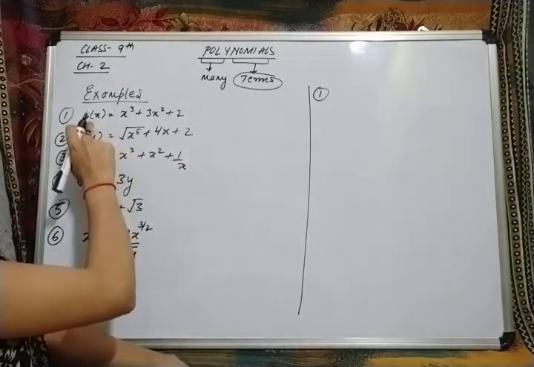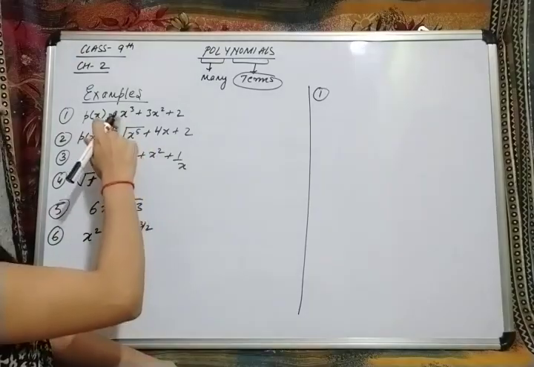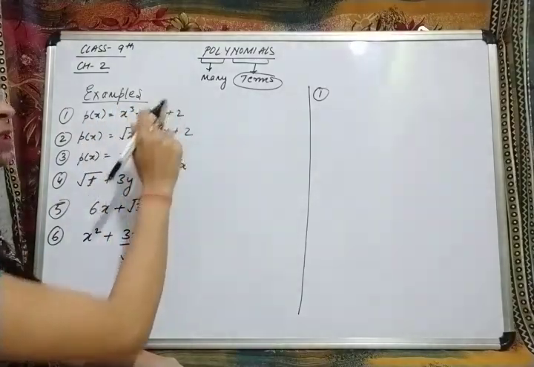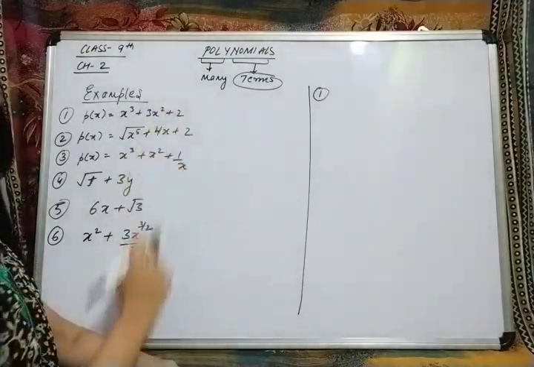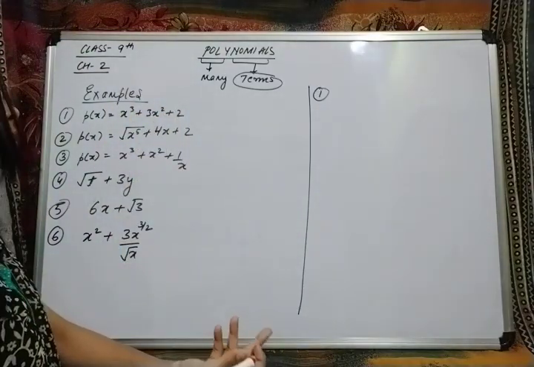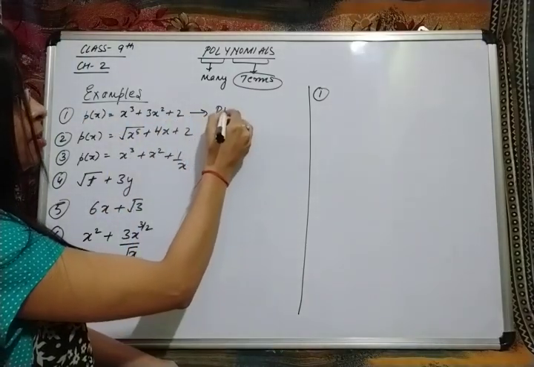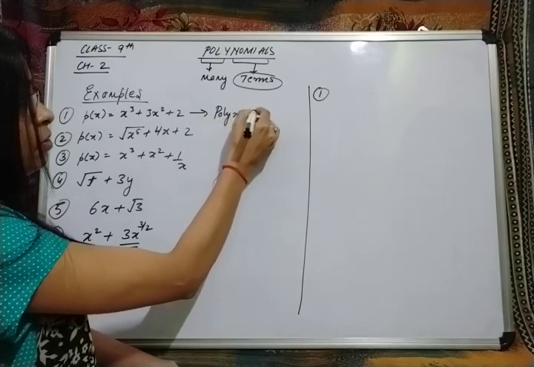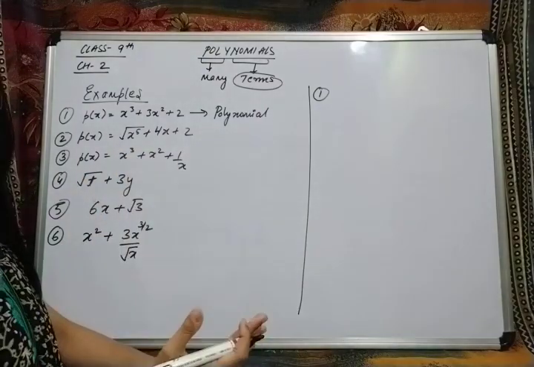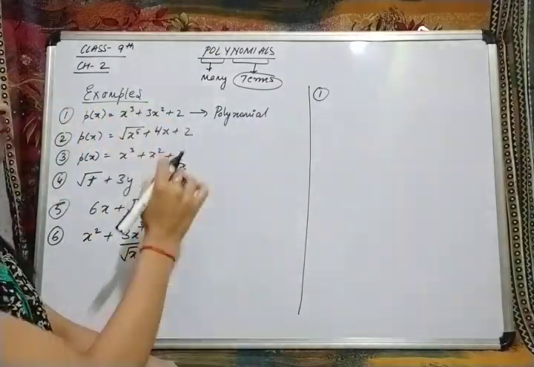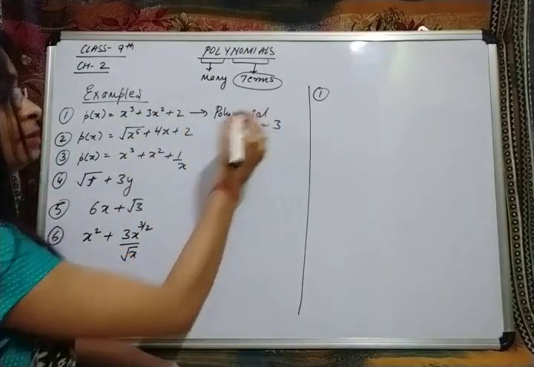So the first one is p(x) equals x cube plus 3x square plus 2. It is simple. Just see that the powers of the variable are whole numbers: x to the power 3, x to the power 2, and here x to the power 0, which are whole numbers. So this is a polynomial. Now, what will be the degree of this? The highest power of the variable. The highest power is 3. So here the degree is 3.